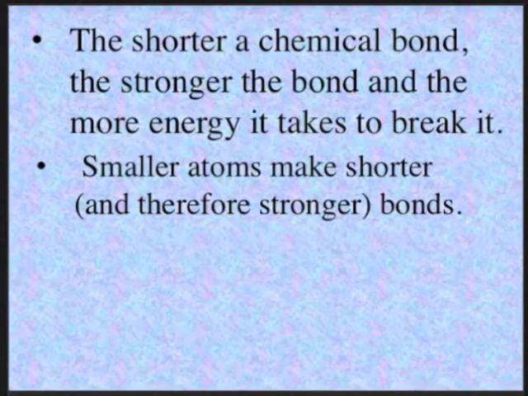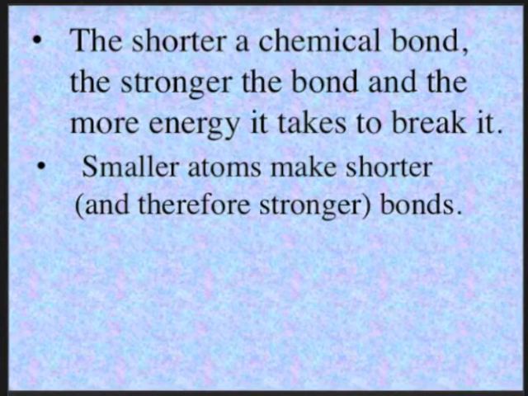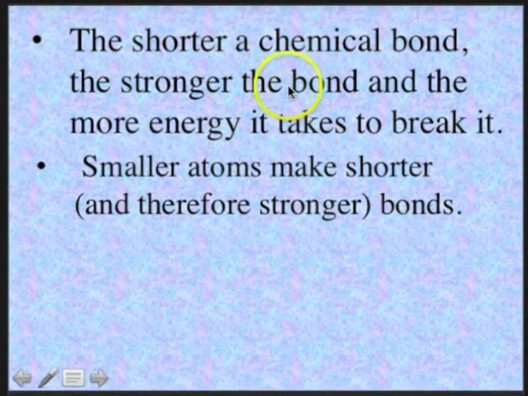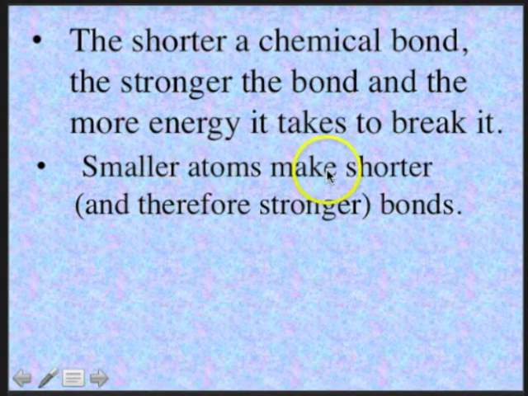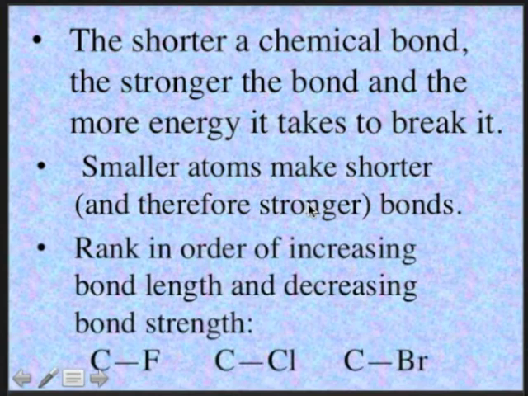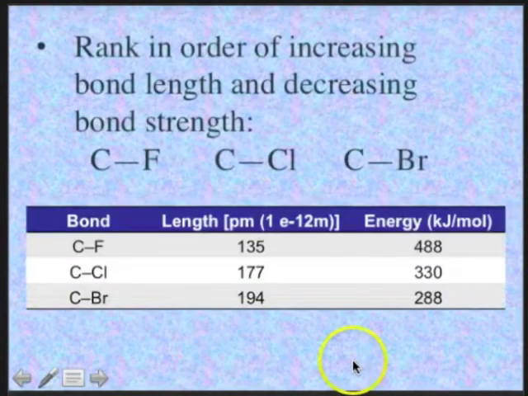Now we're going to talk about some patterns in bond length and bond strength. The shorter a chemical bond, the stronger that bond is, and the more energy it takes to break that bond. And smaller atoms make shorter and therefore stronger bonds. So what I want you to do is rank in order of increasing bond length and decreasing bond strength: carbon-fluorine bond, carbon-chlorine bond, and carbon-bromine bond. All right, let's see if you can do this.